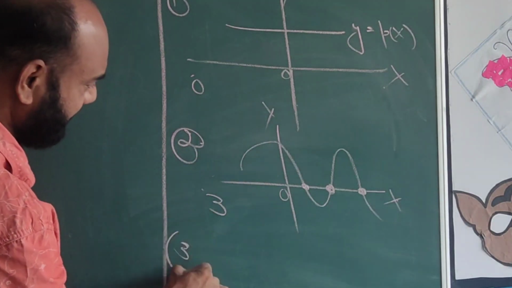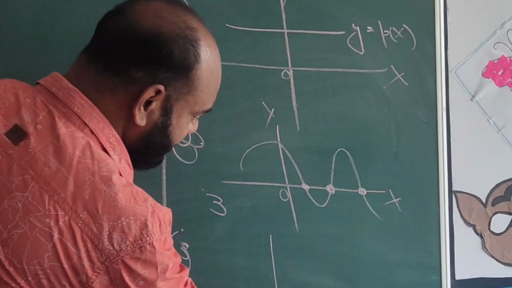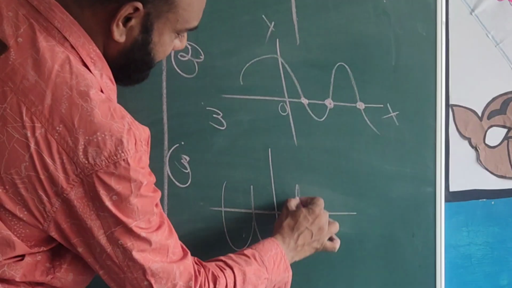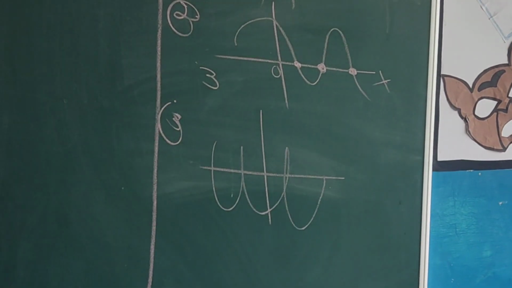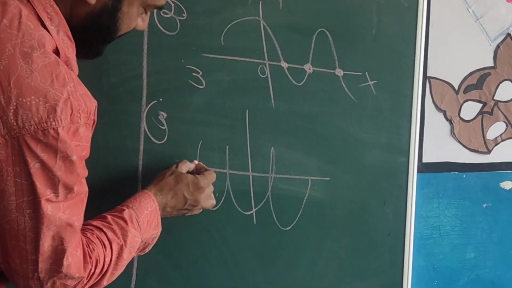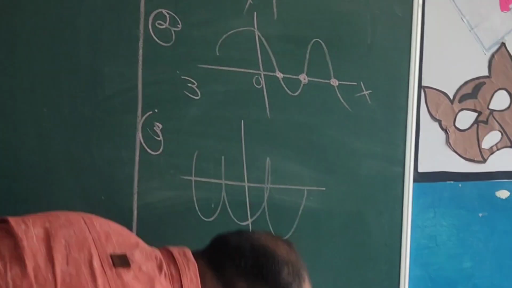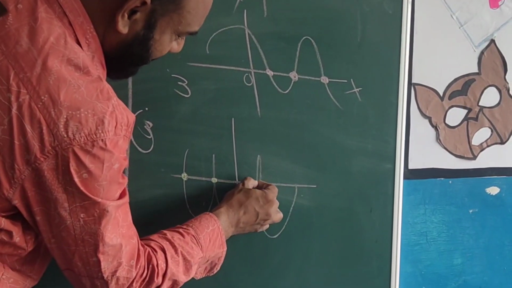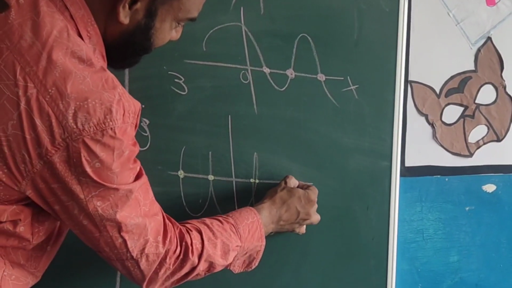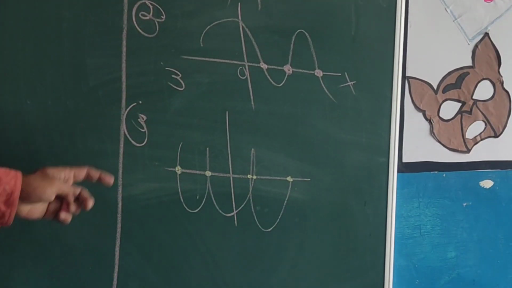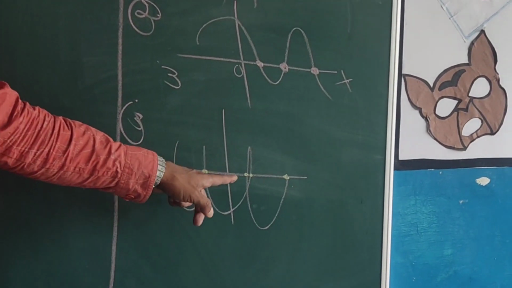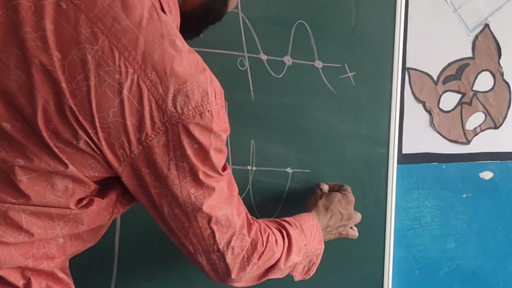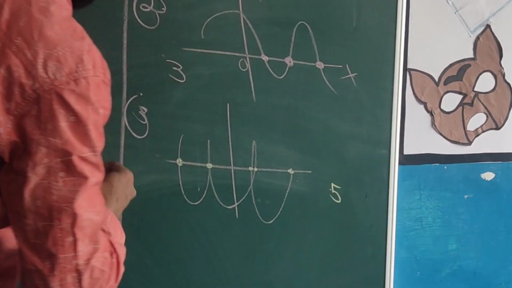And the third question is, when the graph is this much, then the number of zeros. This is the first point, this is the second point, this is the third point, this is the fourth point, and this is the fifth point. Because the given graph meets or cuts the x-axis at 5 different points, therefore the number of zeros is 5.